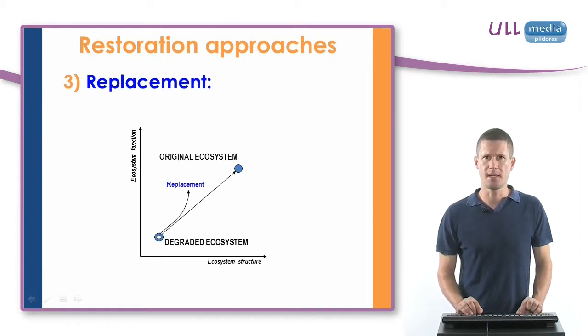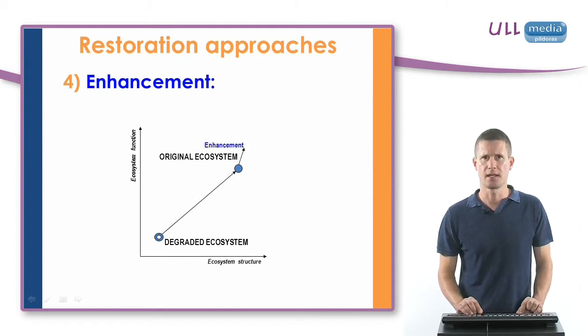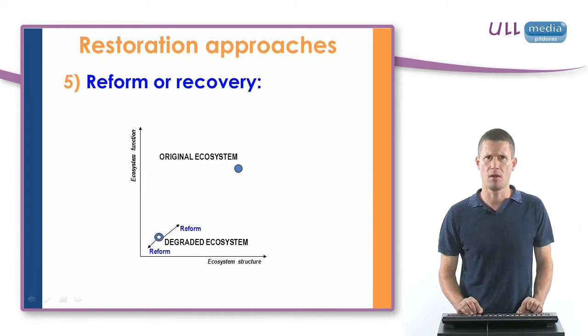Replacement is the replacing of the original ecosystem with another one, which represents an economic or social valid alternative. Enhancement is the activity designed for improving the ecosystem, even if the change is fairly minimal. And finally, reform or recovery is when nature is allowed to take its course.